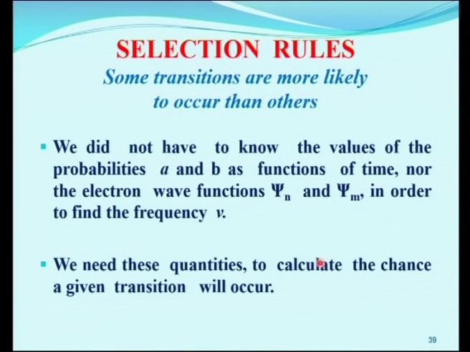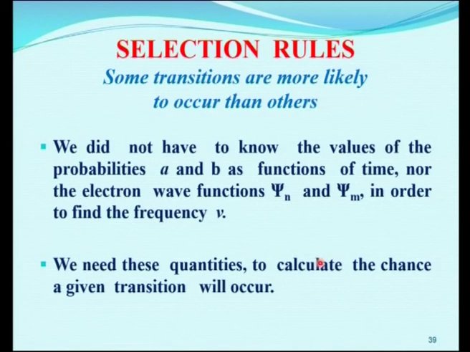Next we will see selection rules. So, what are the rules for these radiative transitions? That is, which transitions are allowed and which transitions are forbidden. Some transitions are more likely to occur than others. We did not have to know the values of the probabilities A and B as a function of time, nor the electron wave functions psi n and psi m, in order to find the frequency nu. We need these quantities to calculate the chance that a given transition will occur.